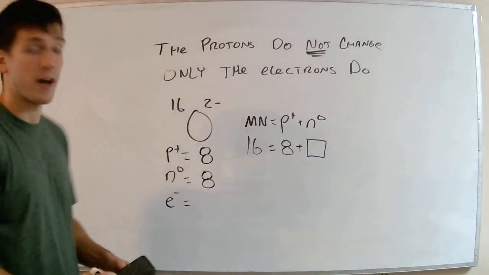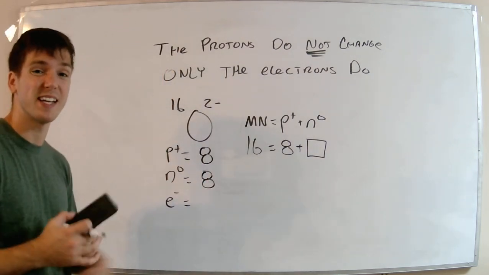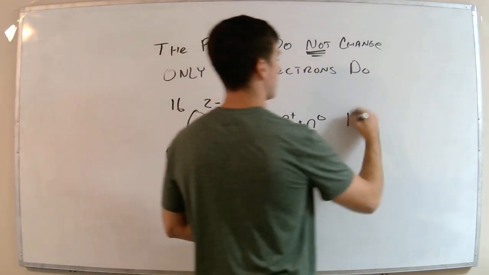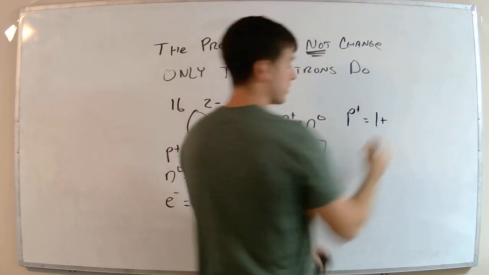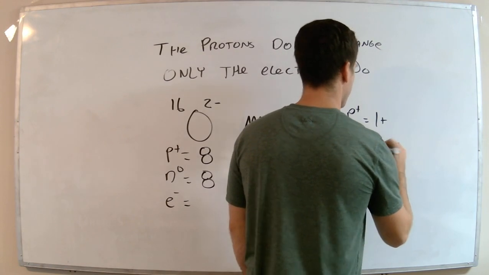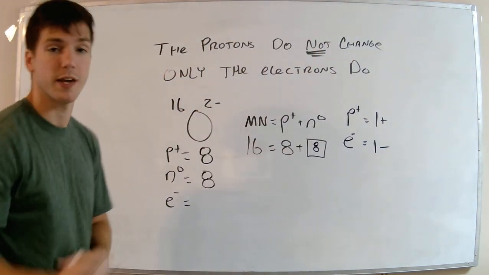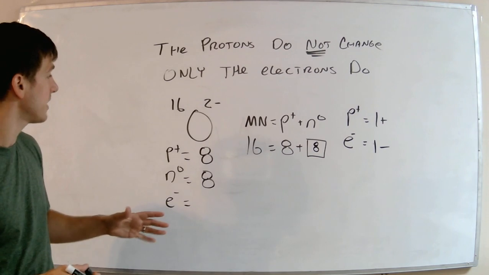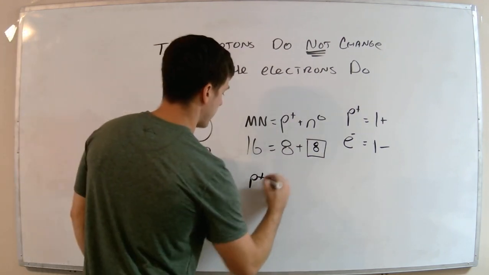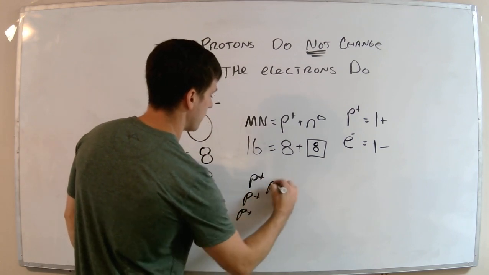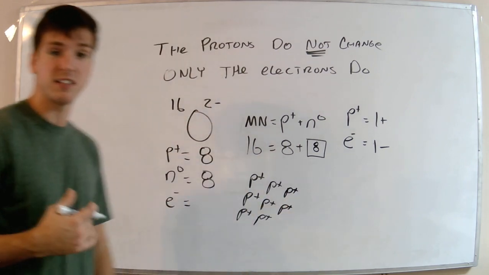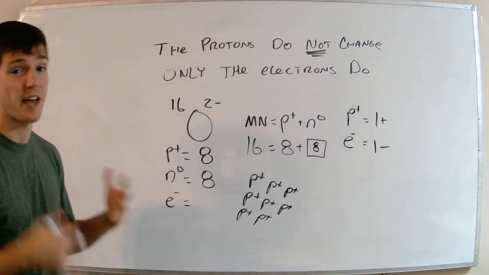Okay? Now, electrons, right? We get it from the charge. Remember, protons have a +1 charge. Electrons have a -1 charge, or 1 negative charge. Okay? So, right now, if we had 0 electrons, and we had 8 protons, we would have a +8 charge. Okay, that's if we have no electrons.